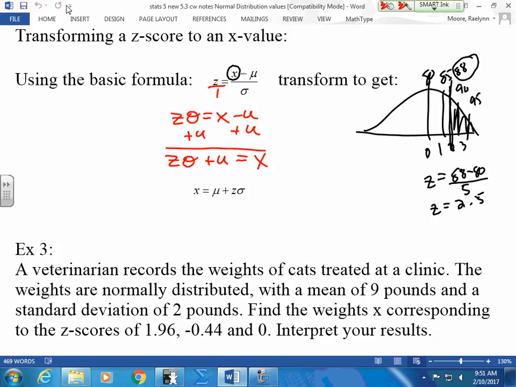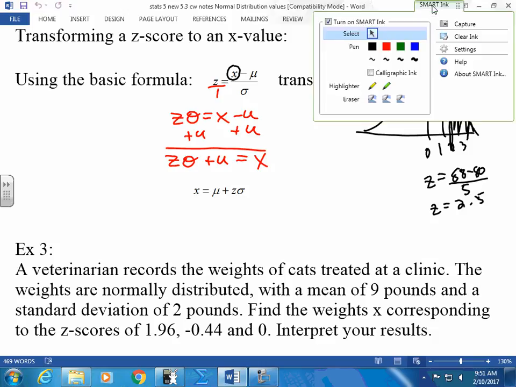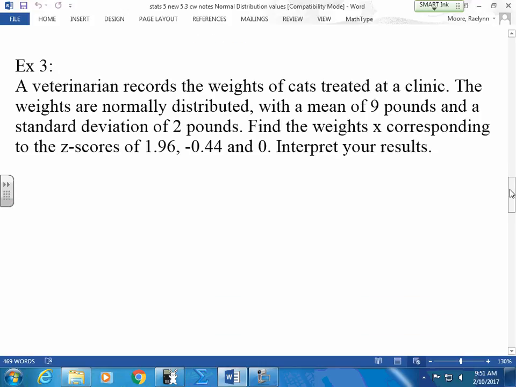Do I need you to know how to transform it? No, I'll give you this formula. It is the same formula. It's very easy to use. So let's see how we're going to do this. As soon as you see one go, it will make sense.